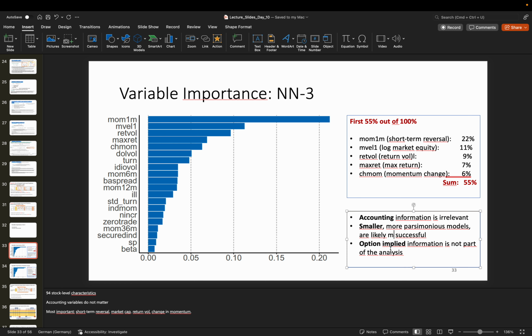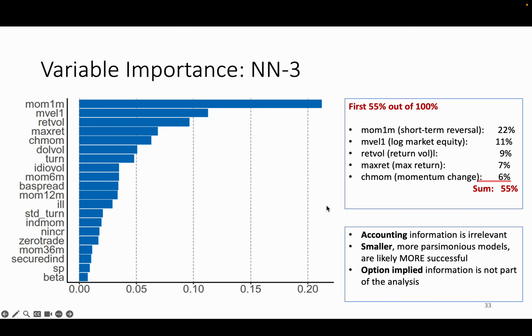More successful. I mean, these guys are clearly as successful, but more successful. Okay. And option implied information, you wonder, it's not part of the analysis. Yeah, the paper was written in 2018. I've mentioned to you, that's why we also cover option implied information.